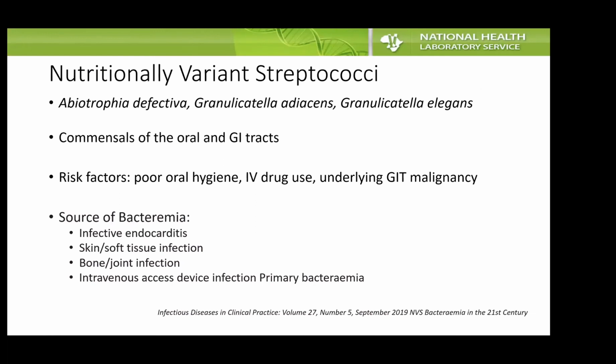So just a note on nutritionally variant strep. In humans, we usually have three culprit organisms: Abiotrophia defectiva, and then in terms of Granulicatella, we have adiacens as well as elegans, sorry. These are usually found in the oral and GIT systems. Risk factors for these organisms are usually associated with poor oral hygiene, as well as IV drug use, and then possible underlying GIT malignancy.